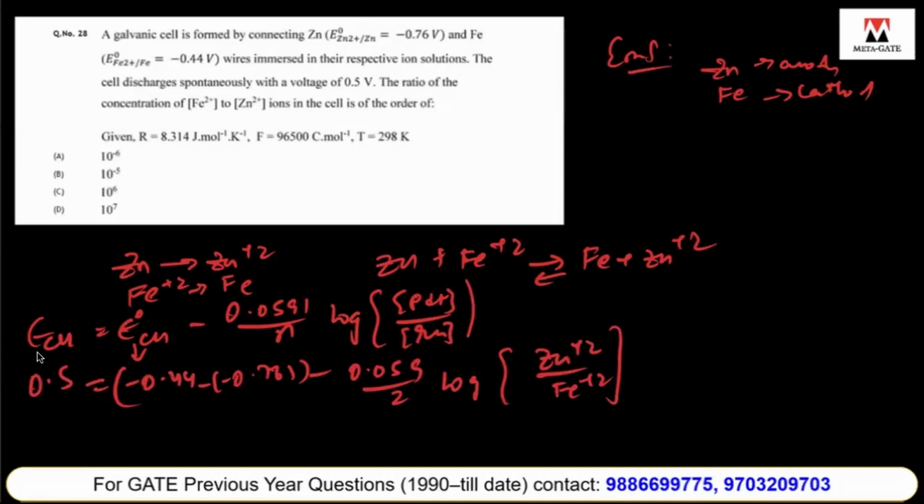So E of a cell is given as 0.5. Calculating this, Zn plus 2 by Fe plus 2 is 10 power 6. The answer is 10 power 6. It is asked as Fe plus 2 by Zn plus 2.